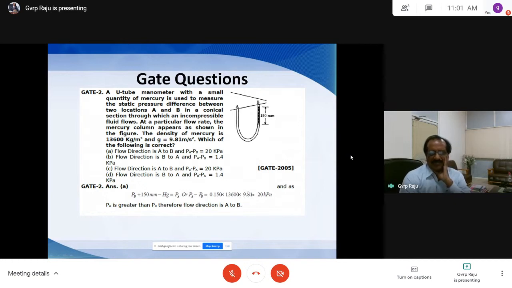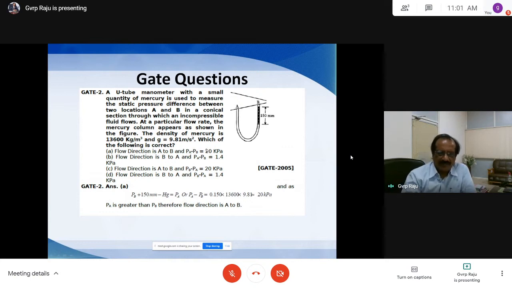So the 9.81 will be getting in newtons here, kilopascals, kPa. Pascal is Newton per meter square, kilopascals. So the answer is 20 kilopascal. The answer is, so you see here A and C. Just observe A and C.